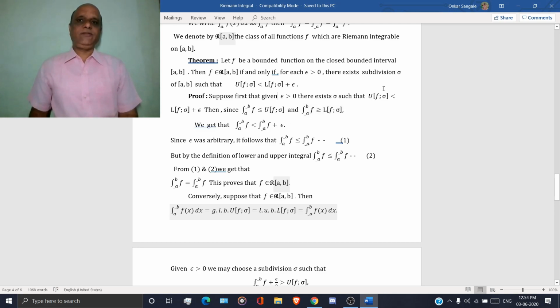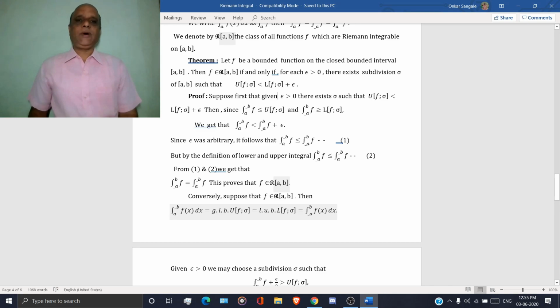Then by the given condition we get that the upper integral from a to b of f is less than the lower integral from a to b of f plus epsilon. Since epsilon was arbitrary, it follows that the upper integral from a to b of f is less than or equal to the lower integral from a to b of f. Call this statement 1.